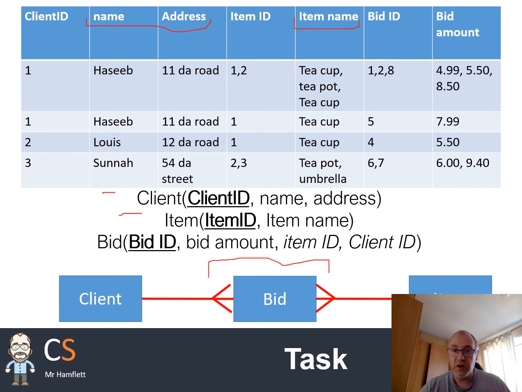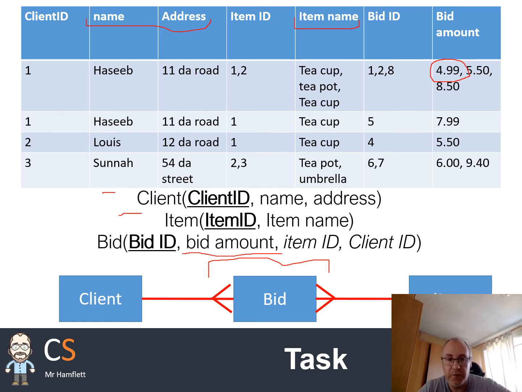And because we have a bid amount, that is not dependent on the client. Yes, the client is paying the money for it, but it's not fully dependent on that client. It's dependent on the bid itself, and it's not dependent on the item. Although I'm spending that money to buy the item, it again is not dependent. Therefore, the bid amount goes into the bid table.